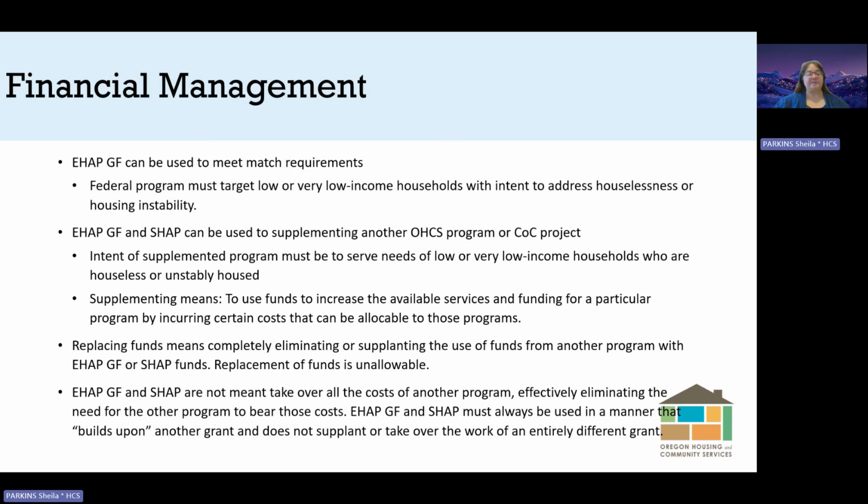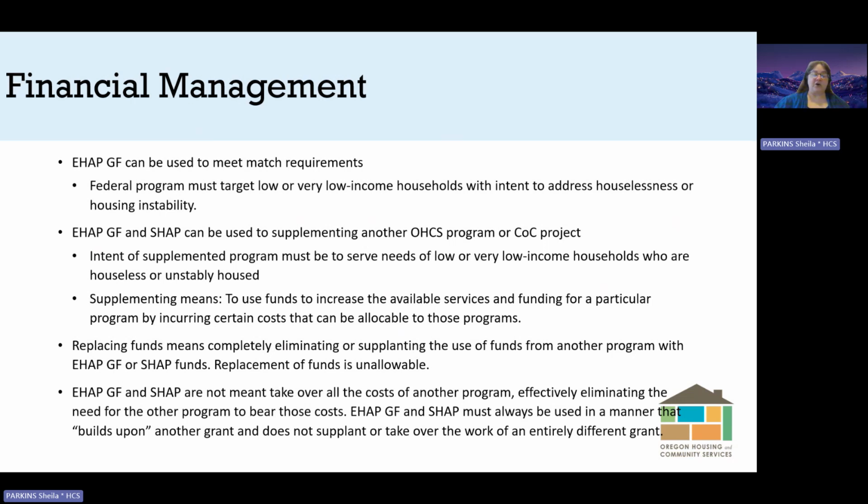Now let's discuss flexible ways to use funds. EHAP General Fund can be used to meet match requirements of federal programs for services and financial assistance. Such federal program must target low or very low income households, and the intent of the federal program must be to address houselessness or housing instability. Using OHCS funds as a match is not the same as supplementing another program. EHAP General Funds is frequently a match source for both ESG and HSP.